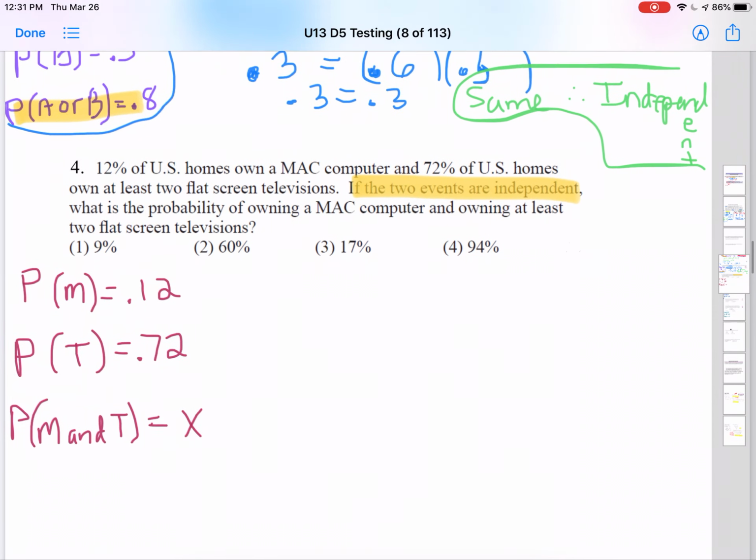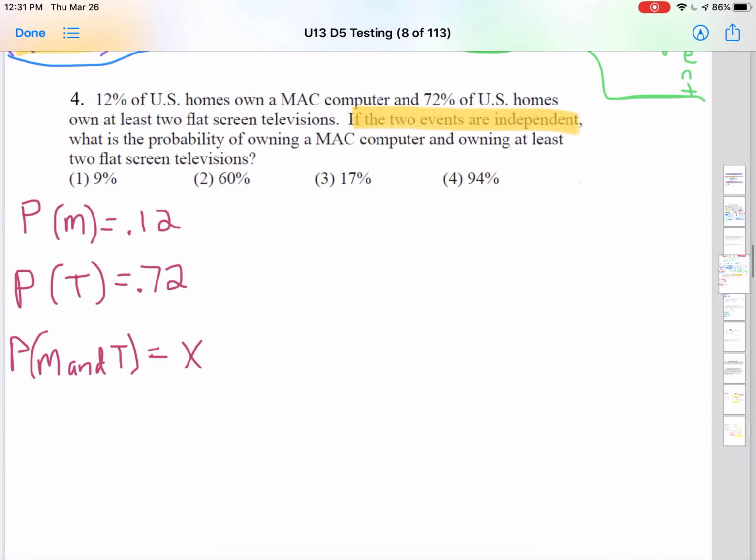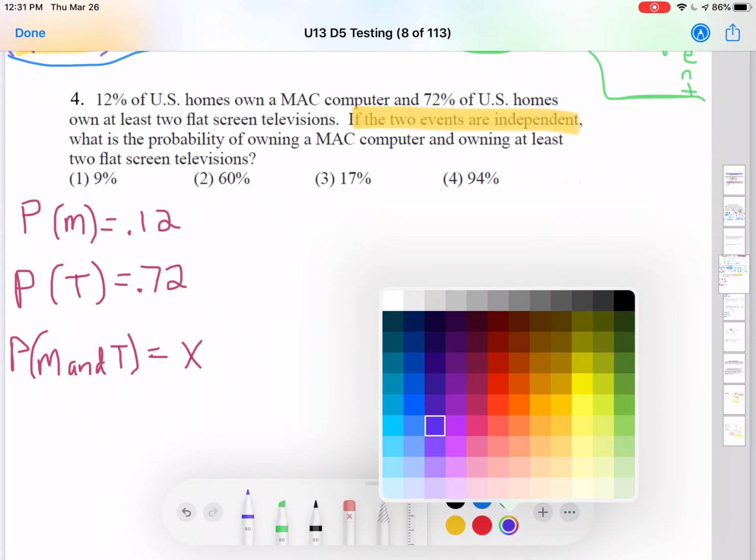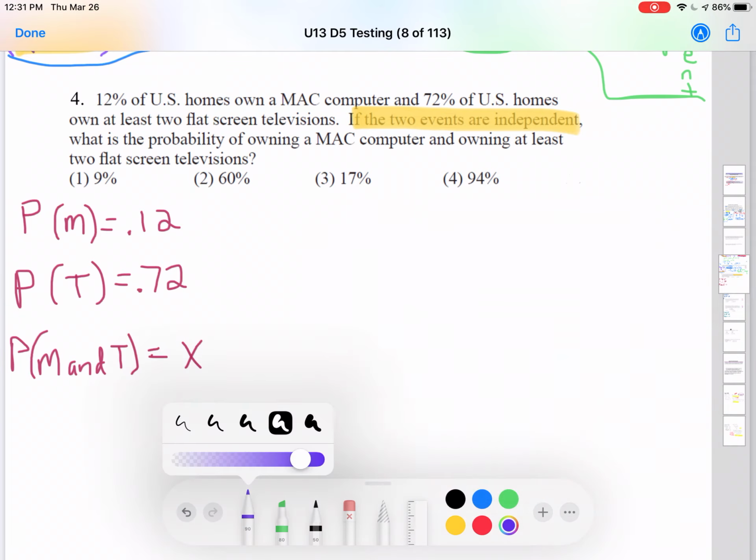Okay, next, I took out some of the information for you as well. So we got 12% of U.S. homes own a Mac computer. So notice that I converted, right, to a decimal. 72% have at least 2 flat screen TVs. If the 2 events are independent, what is the probability of owning a Mac and at least 2 flat screens?